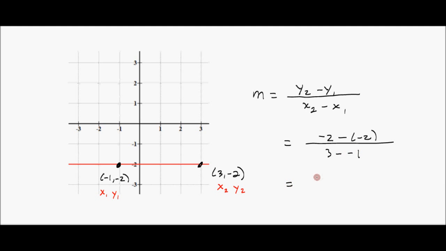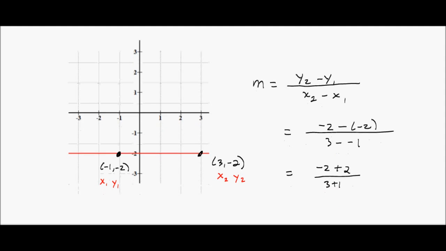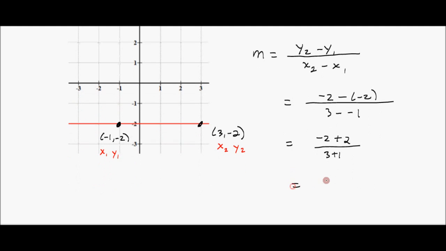Well, the numerator turns into -2 plus 2. Remember, minus a negative is the same as just plus. So we have -2 plus 2. In the bottom, we've got 3 plus 1. But you can see now we don't really care what's in the denominator, because the numerator is 0. The denominator is 4, but that becomes irrelevant, because remember, anytime the numerator is 0, then the whole fraction is 0. So any horizontal line is going to have a slope equal to 0.